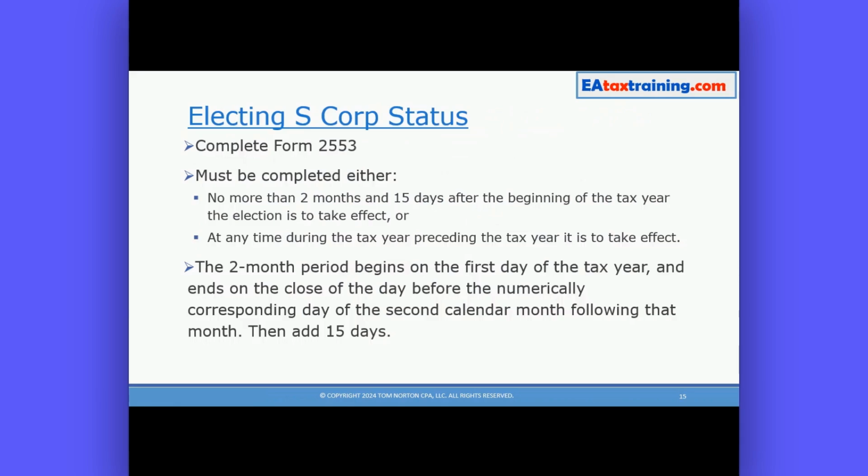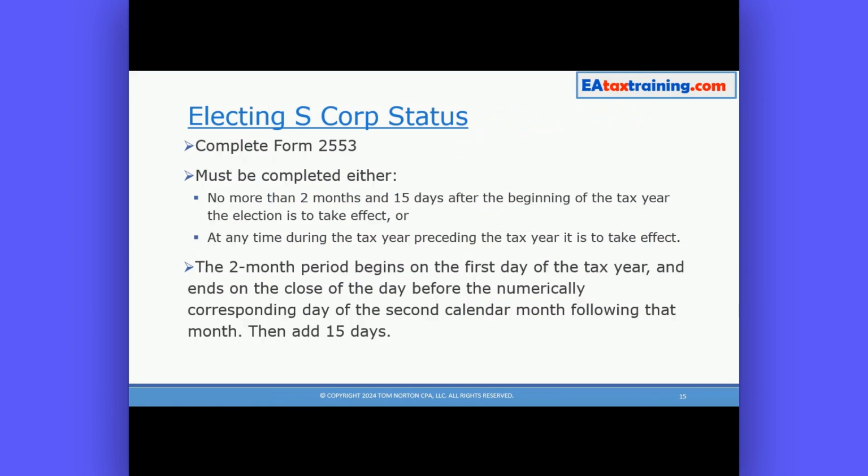In order to elect S Corp status, the entity must complete a Form 2553. That form must be completed either no more than 2 months and 15 days after the beginning of the tax year for which the election is to be effective, or at any time during the preceding tax year for which the election is to be effective. The 2-month period begins on the first day of the tax year and ends on the close of the day before the numerically corresponding day of the second calendar month following that month, then add 15 days.